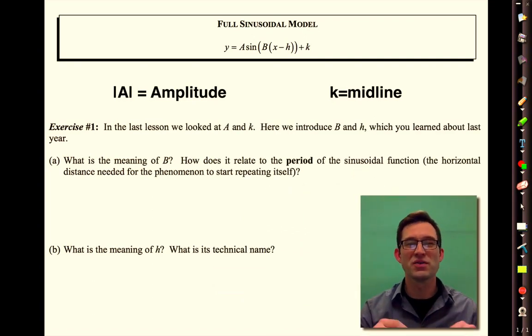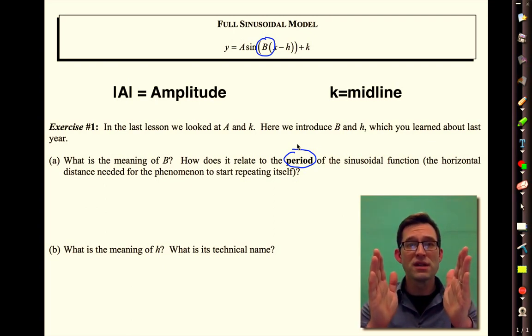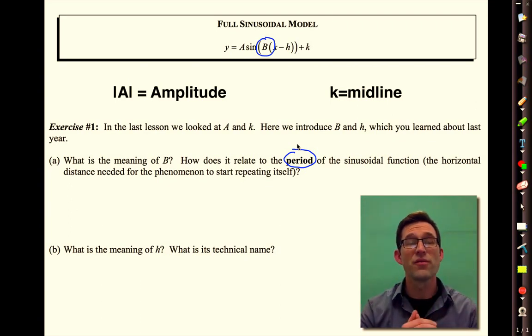Let's take a look at exercise number 1. It says, in the last lesson we looked at A and K, and here we're going to talk about B and H, which we learned about in a previous course. The first question is, what's B? In this model, what does B do, what's it called, and how does it relate to the period of the function? The period, remember, is the amount of horizontal distance. I often think about the horizontal axis in these models as being time. So it's the amount of horizontal distance that it takes before the curve repeats itself, and it has a relationship to B. The second question then is, what's H and what's its technical name?